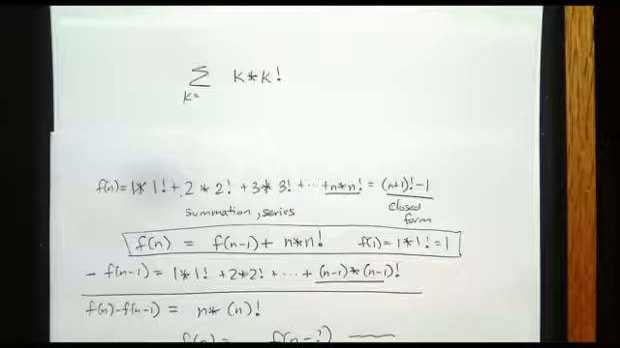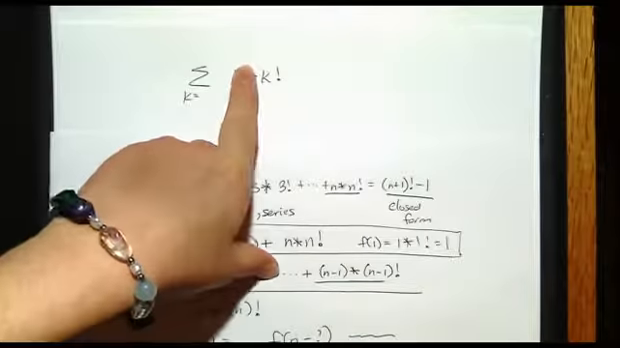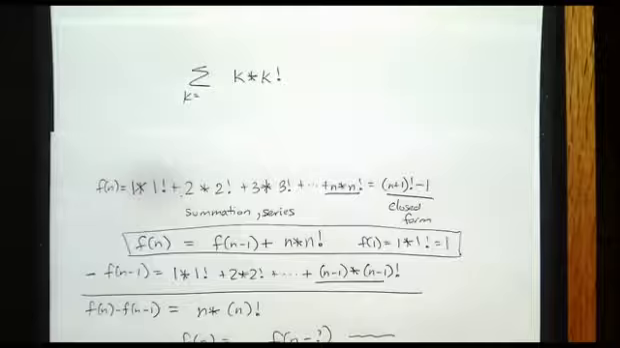Yes? Is it referring to the factorial product, or is it k times the factorial? This is k times k factorial. So k factorial is a function, and it gets multiplied by k. So if the factorial was applied to k times k, there'd be parentheses around k times k. Thank you for the question.